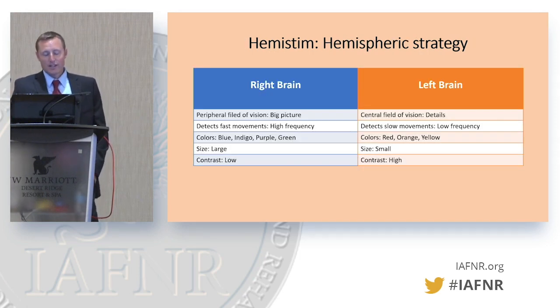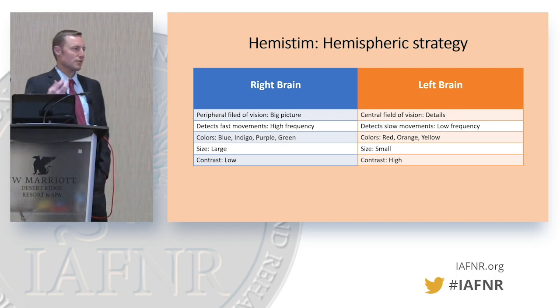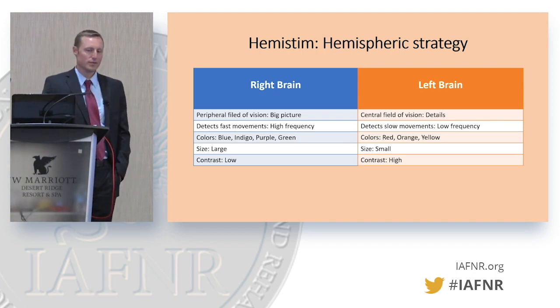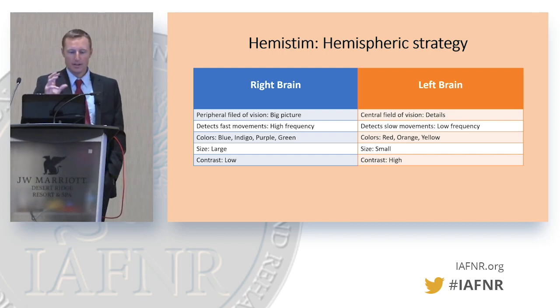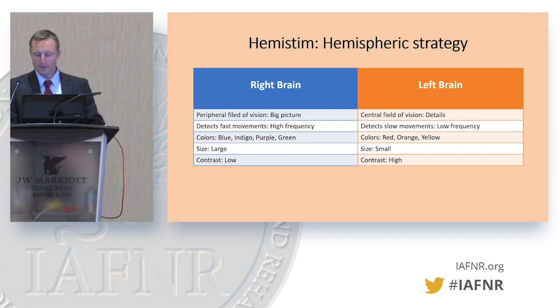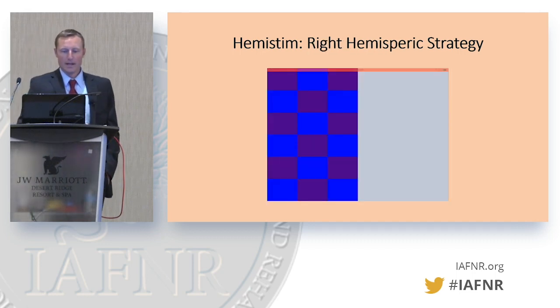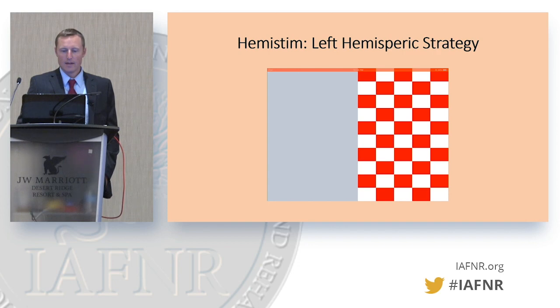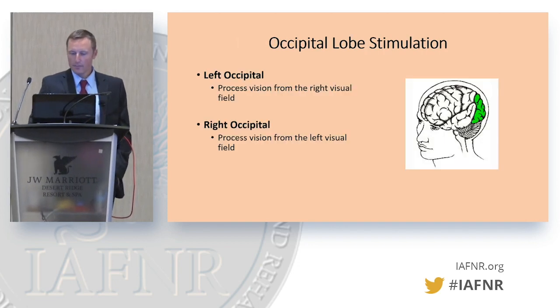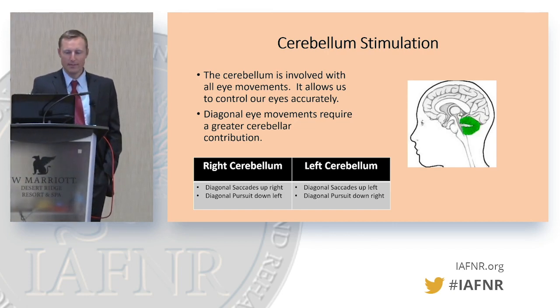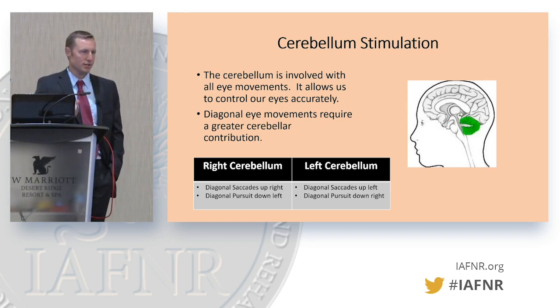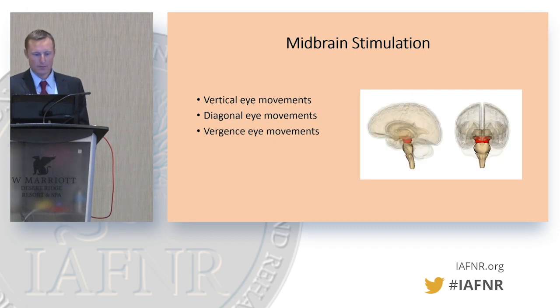The right brain and left brain are kind of similar: the right brain is similar to the parietal criteria, and the left brain is similar to the temporal. What you see on the right brain is big picture, high frequency, blue end of the spectrum, large stimulus, low contrast. Exact opposite for the left brain. This would be a right hemispheric strategy and a left hemispheric strategy. Cerebellum is especially involved in accuracy, but if you really want to engage the cerebellum, consider the diagonal strategies. Those are pretty powerful for that.